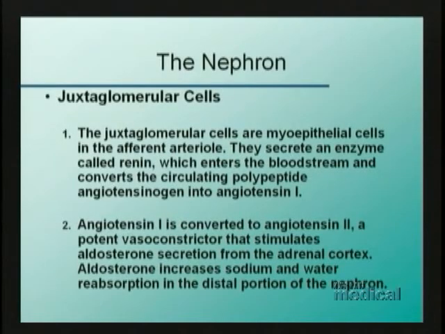Functionally, the juxtaglomerular cells are basically modified myoepithelial cells, which we've seen in the wall of the afferent arteriole. Their job is to secrete renin, which converts the circulating polypeptide angiotensinogen into angiotensin 1. Then subsequently, AT1 is converted to AT2, which is a potent vasoconstrictor that stimulates aldosterone secretion from the adrenal cortex. And certainly, as we know from physiology, aldosterone increases sodium and water resorption in the distal portion of the nephron.